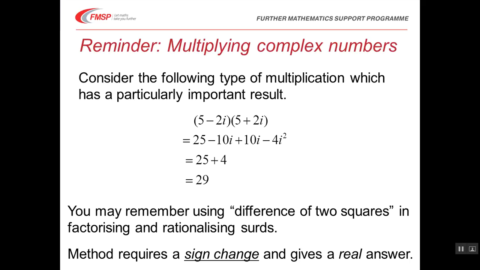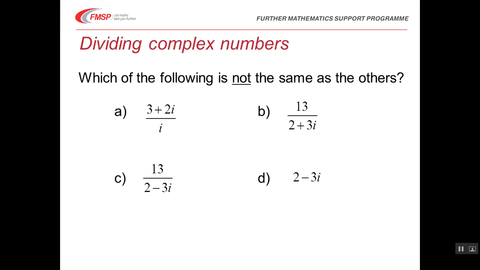So you may recognise this as a difference of two squares, and you'll have seen it in factorising, and we've used it when we rationalise surds. The method requires a sign change in one of the brackets, and it will always give a real answer when used with complex numbers. So we have a small investigation to look at.